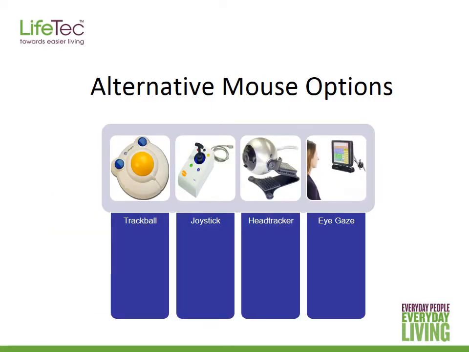So some of the alternative mouse options that you might be able to plug into Android or Windows devices that have a USB port or a USB interface are a trackball or a joystick. So these might be good for someone who doesn't have controlled arm movements, and head tracker or eye gaze. So with these you can control the mouse with your head movements or with your eye movements.